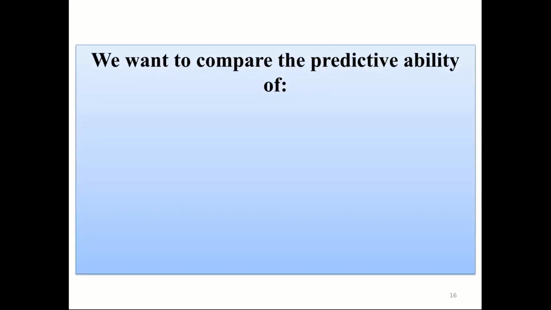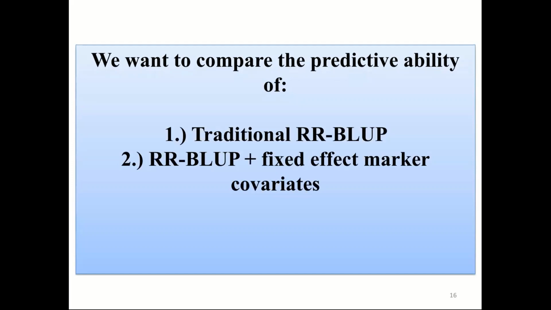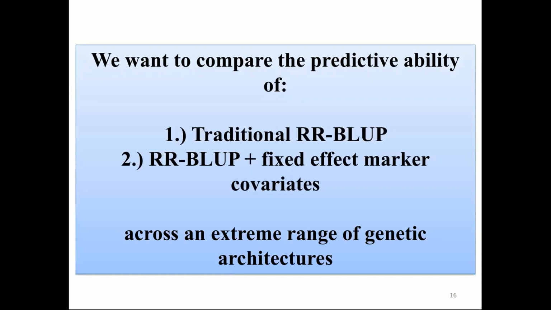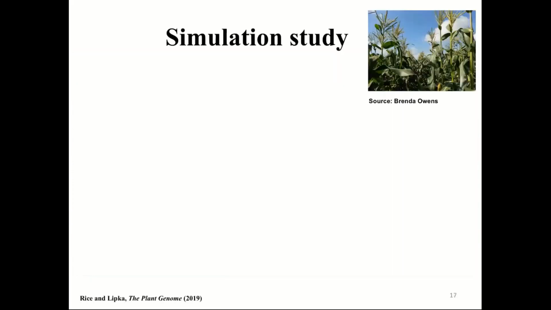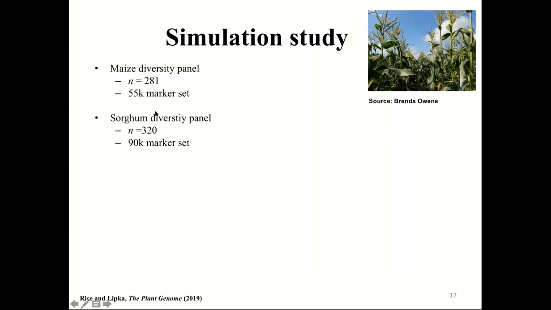So we compared the predictive ability of a traditional RR-BLUP model that I showed a couple slides ago versus an RR-BLUP model that has fixed effect marker covariates. And we selected these fixed effect marker covariates in an elaborate manner that I'll explain in a second. And we did this across a wide range of genetic architectures for simulated traits. So what we did was this. We simulated data in a maize diversity panel, this is the Goodman-Buckler diversity panel, and in a sorghum diversity panel. Both have approximately 300 individuals, and both have in the ballpark of 50K to 90K markers.